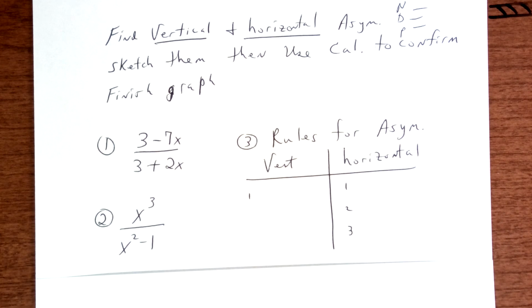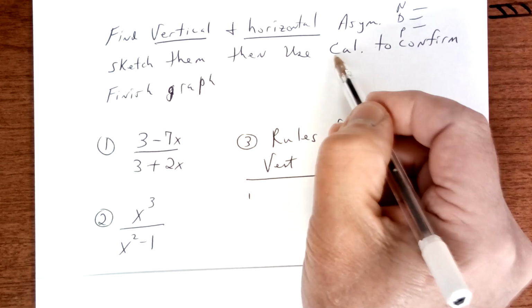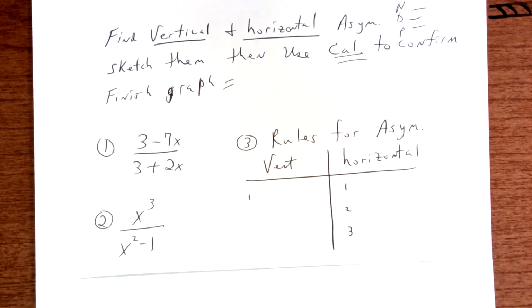Now, keep in mind, Friday we have Albert I.O. as usual. So this one wants vertical and horizontal asymptotes, and then graph it, and then use a calculator to confirm, and then finish the graph from the calculator. Okay? We've got a lot going on here. Let's write the rules first.